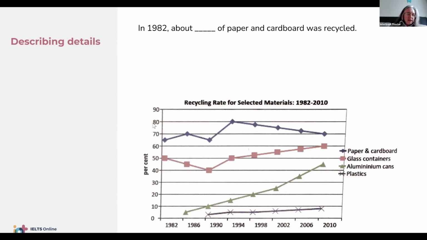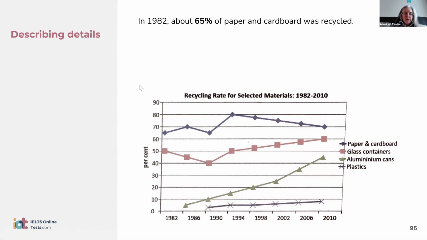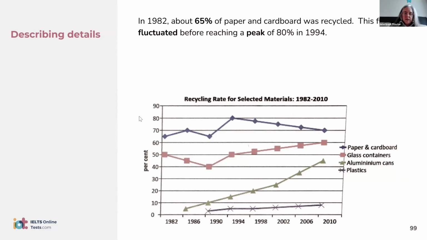Okay, so I can see lots of people saying 65%, and that's what we've got here. Okay, great. This figure, what do you think comes next? I know you don't have much context to go on here. So fluctuated. Okay. I know some of you suggested that. So this figure fluctuated before reaching a of 80% in 1994. Yeah, good. Yeah, peak. Lots and lots of people suggested that.